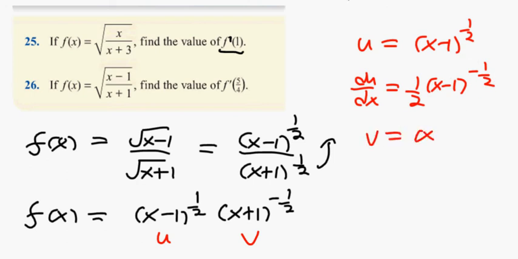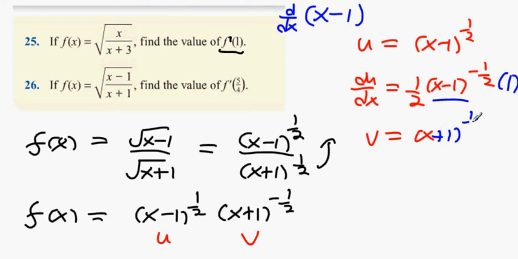Oh, sorry, I forgot to differentiate the brackets. Differentiate the bracket, what happens? It turns into 1. So it didn't make a difference, did it? Okay. Connor. Sorry. Okay. Next part is v equals x plus 1 to the power of minus a half. We differentiate the front and we get, oh sorry, minus a half, you're correct.